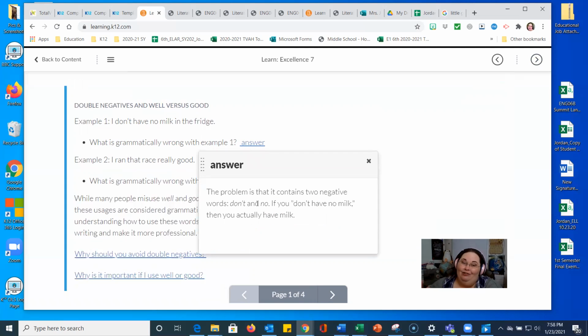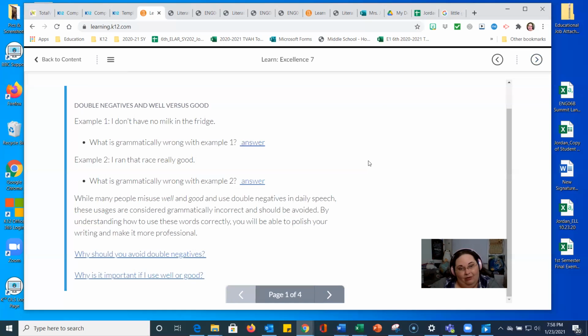The problem is it contains 2 negative words, don't and no. If you don't have no milk, then you actually have milk. Because just like in math, if you're learning algebra, you take a positive number and add a positive, or you take a negative number and add a negative number, your answer is going to be positive. They cancel each other out. So 2 negatives make a positive in this case. So I don't have no milk means you do have milk.